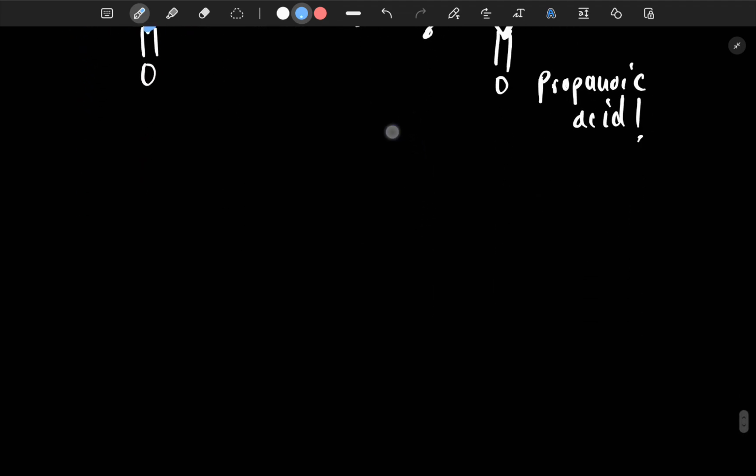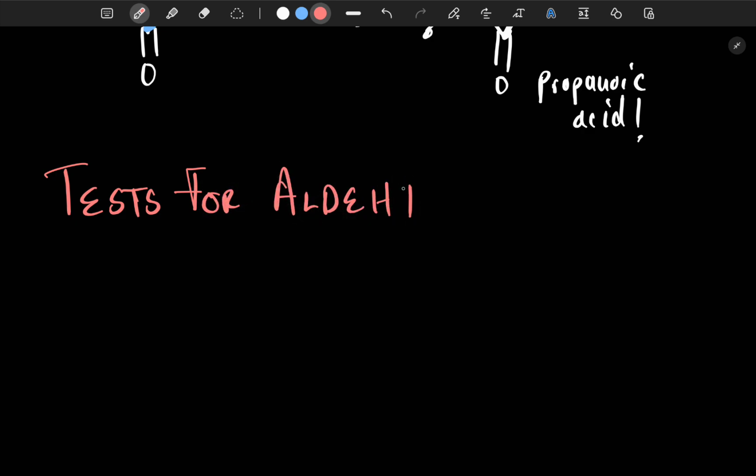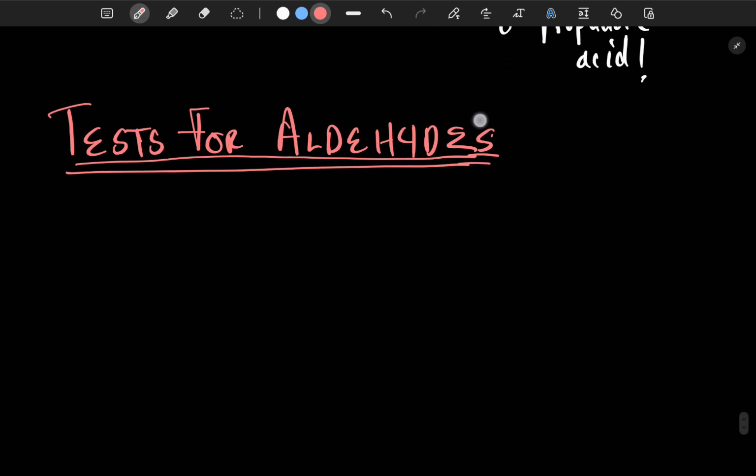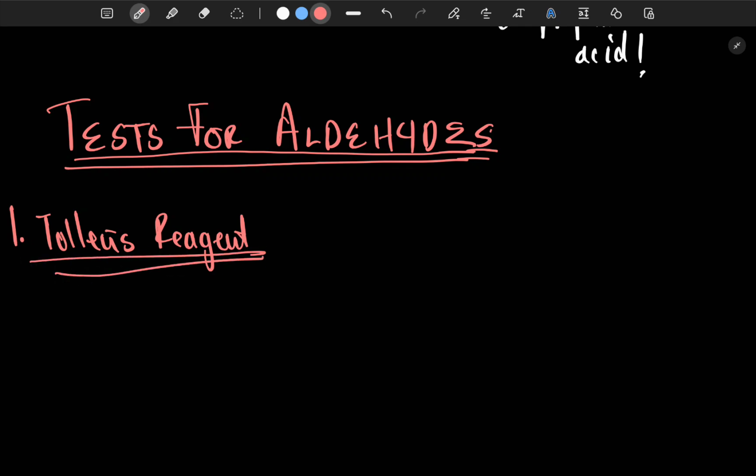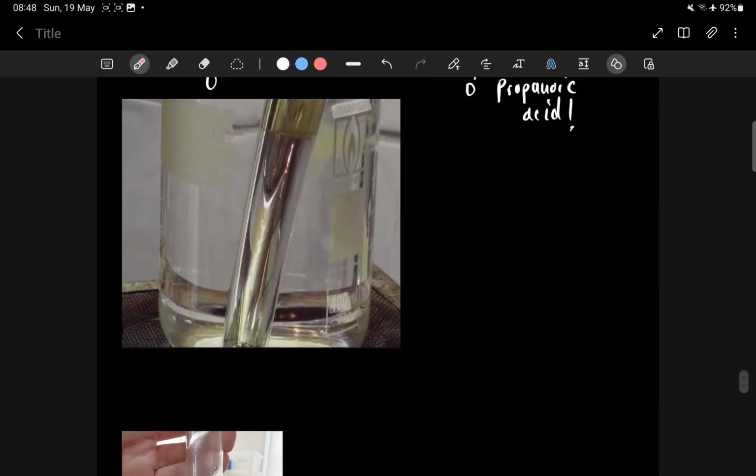Now, the last thing which I'm going to show you is the tests. Tests for aldehydes. That's the last thing I'm going to show you. There are two of them. One, we call Tollens test or Tollens reagent. We make what we call Tollens reagent and we do what we call Tollens test. Let me show you what happens. All right, so here is the Tollens test.